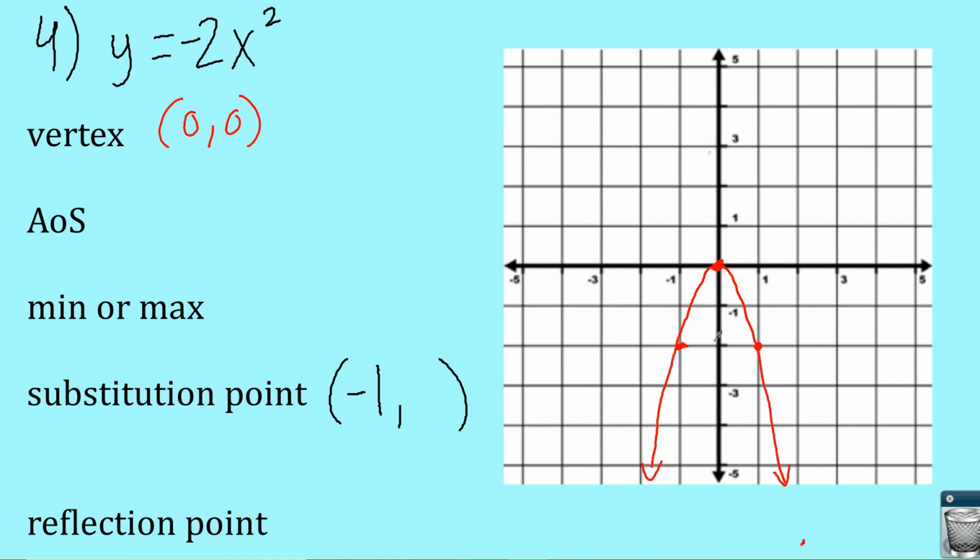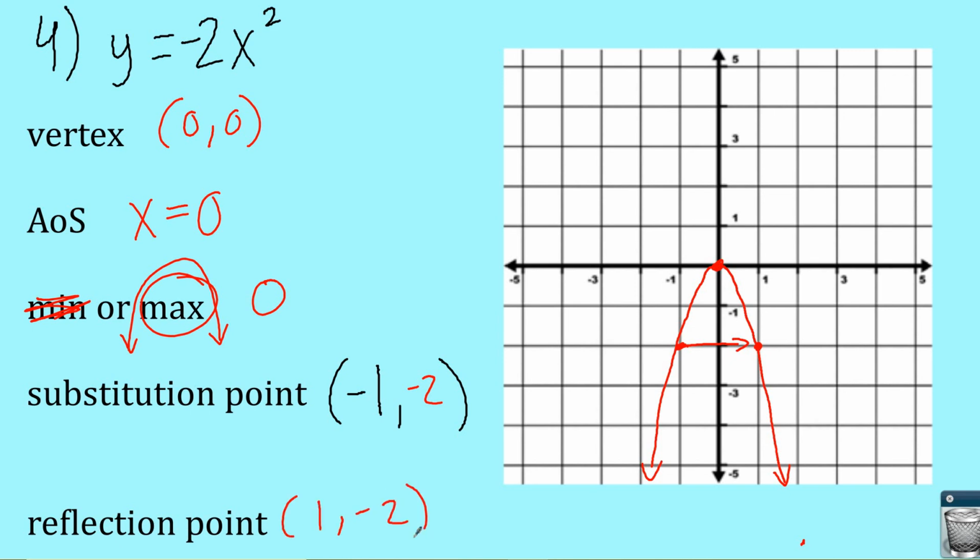Okay, axis of symmetry is going to go through 0. Now it's a high point, so that's going to be a maximum. The maximum it can be is 0. So you have to tell me it's a maximum at 0. And then the substitution point, well, this is nice because I can graph it and see that it's at -2. And I can easily see that the reflection point is on the other side. So that's going to be at (1, -2).